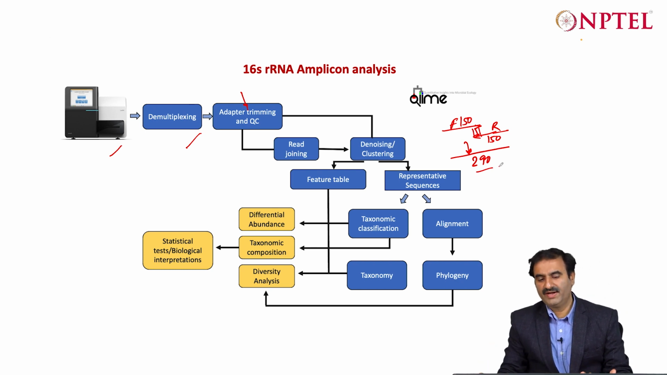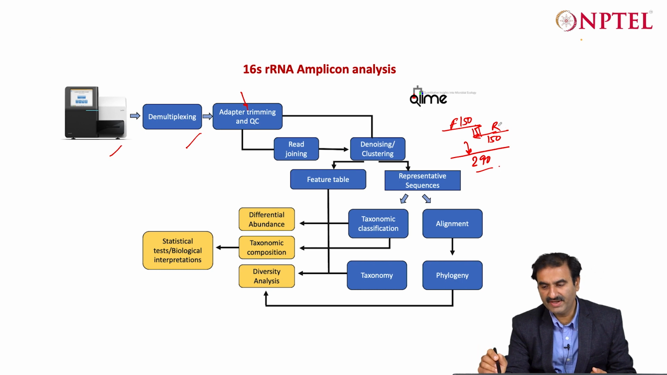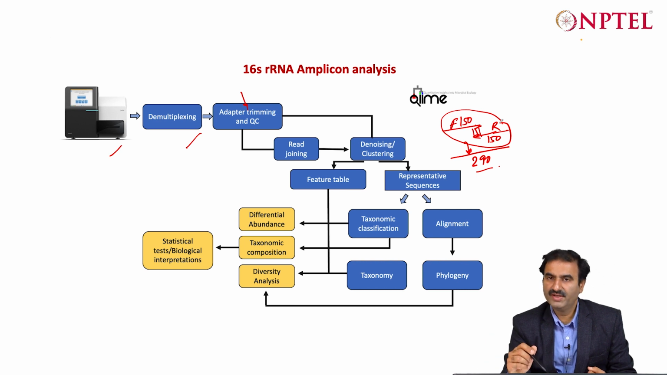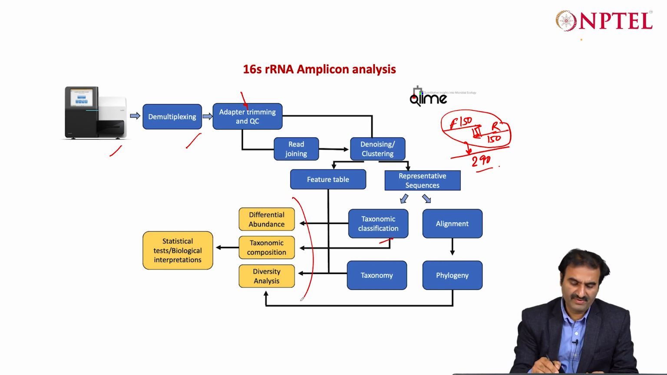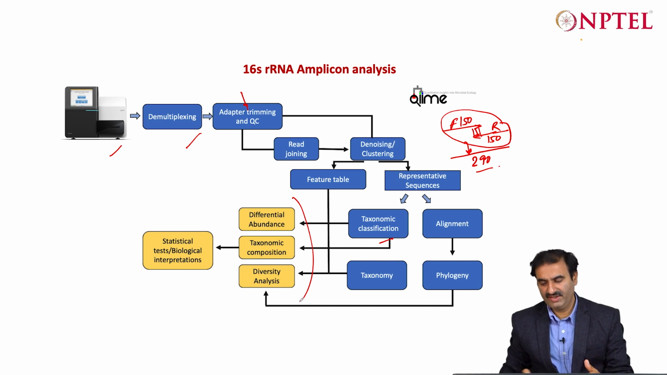Or you can go for direct assembly, right, and then identify the contigs for the marker. So basically assembly will only be done when you are dealing with paired end reads which have some overlap. Otherwise you will directly go for constructing the OTU table, followed by taxonomic classification and various statistical analyses that we will also see in the next lecture.